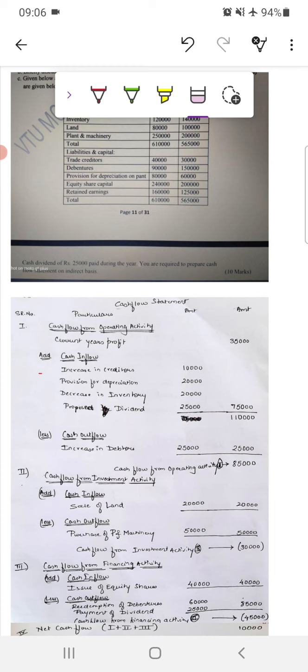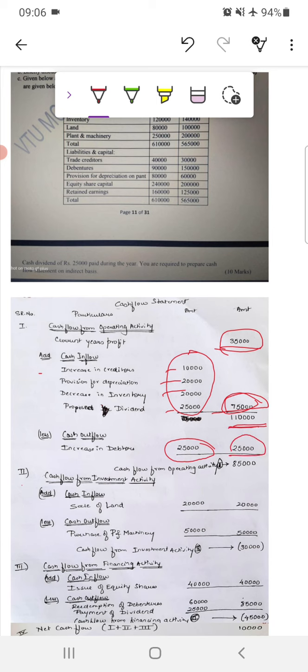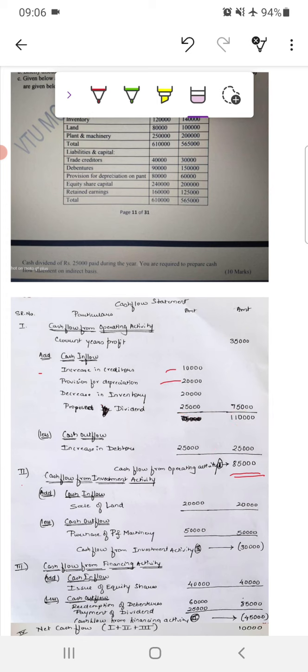Once this adjustment is done, then we have to take the totals. Now how do we total it? We have the current year's profit. Now these have to be added. So 10,000 plus 20,000 plus 20,000 plus 25,000 gives you 75,000. So 35,000 plus 75,000 is 1,10,000. From that we have to deduct your outflows, that is 25,000. So 1,10,000 minus 25,000 gives you 85,000. So what is this 85,000? 85,000 is your cash flow from operating activity.